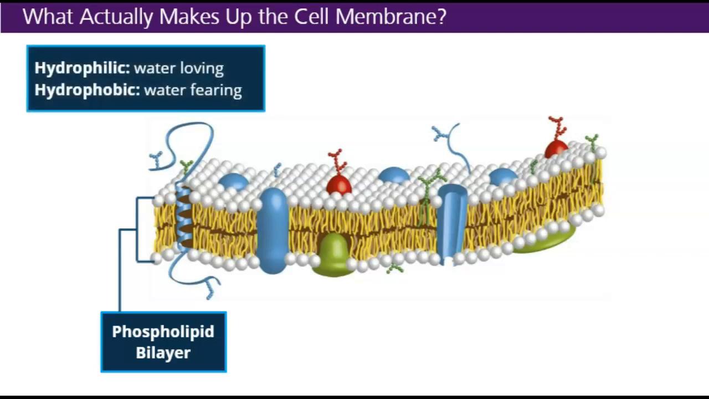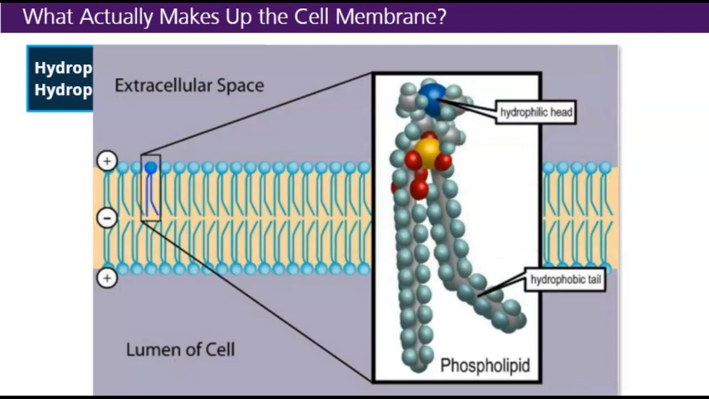Because of this, phospholipids have a hydrophilic head and a hydrophobic tail. Hydrophilic means water-loving, and hydrophobic means water-fearing. When placed in water, these phospholipids line up perfectly, which is exactly the way they line up in a cell membrane. A phospholipid bilayer is two layers of phospholipids sandwiched together like a cookie, with the hydrophilic heads facing outward and the hydrophobic tails facing inward.